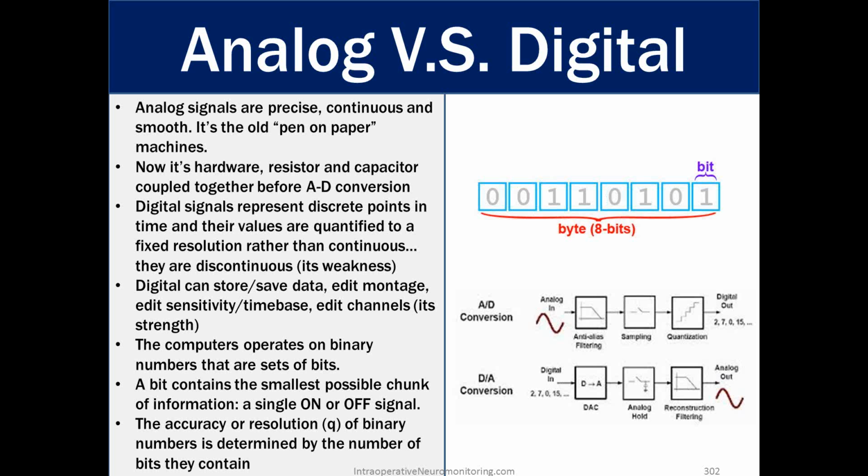Digital can store and save data, edit montage, edit sensitivity and time base, and edit channels, and that's all of its strengths. The computer operates on binary numbers that are set in bits. A bit contains the smallest possible chunk of information, an on or off signal. The accuracy or resolution of binary numbers is determined by the number of bits they contain. So here we look at the binary code on the very front, top right there, made up of 8 bits. 8 bits equals 1 byte.